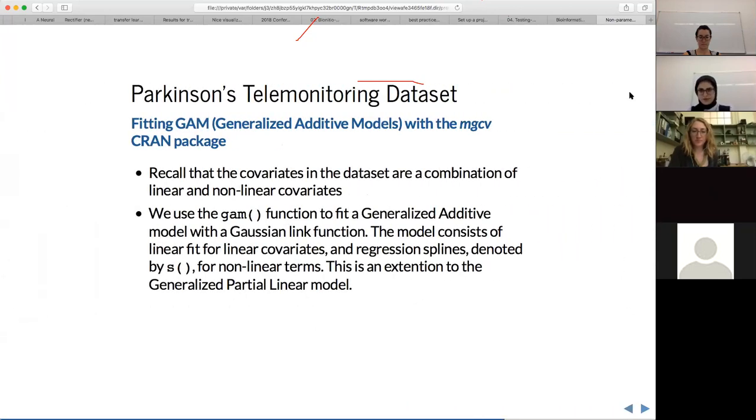So the main part is really, I push this over here. As we said, we have two responses and several other covariates. Some of the covariates are linear, some of them are nonlinear. How do we know some of them are nonlinear? We are given in the description of the data set that some of them are not linear, right? So we are relying on the information that we are given.